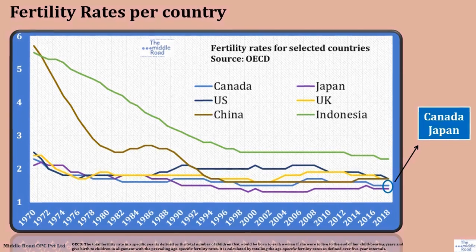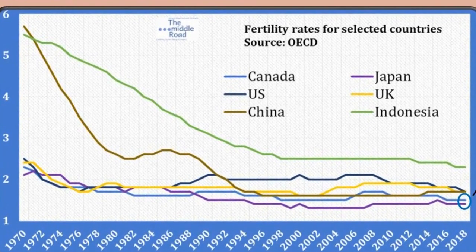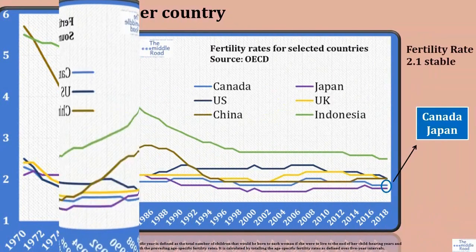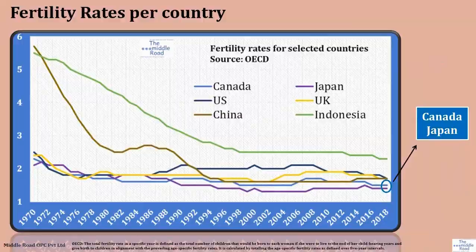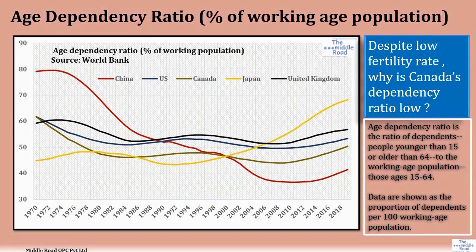If you see US, China and UK, they are pretty much very similar. According to the data by OECD, they describe a fertility rate of 2.1 as optimum and stable, and these countries are a bit less than that. But nevertheless, Canada and Japan are much lower than the other countries you are comparing to.